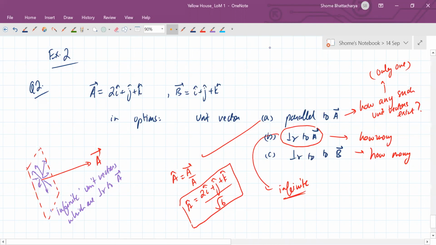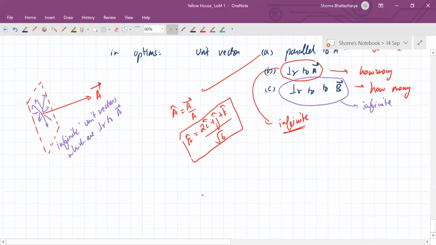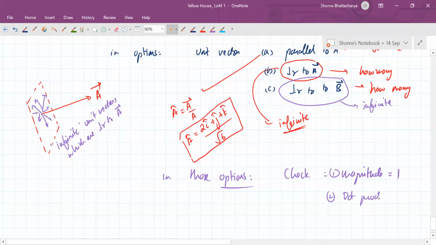Okay. So now how do we check therefore? So similarly, for this also there are infinite such unit vectors. So instead of solving, in those options, check two things. Check first that the magnitude should be equal to 1, because otherwise it is not a unit vector. And secondly, check that dot product with A should be 0 for perpendicular to A.